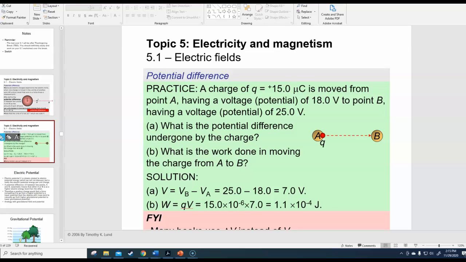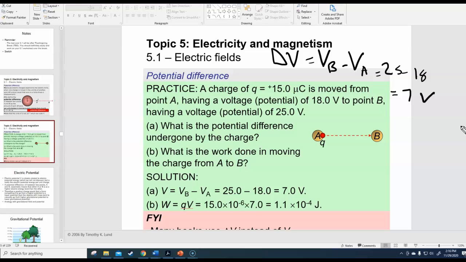So I'm telling you that point A has a potential of 18 volts, and point B has a potential of 25 volts, and I take my little q and I move it from A to B. Okay, now question A says, what is the potential difference undergone by the charge? Well, the potential difference between point A and point B would be the potential at B minus the potential at A, and that would just be 25 minus 18, which is 7 volts. And so I would say there's a potential difference of 7 volts between A and B.